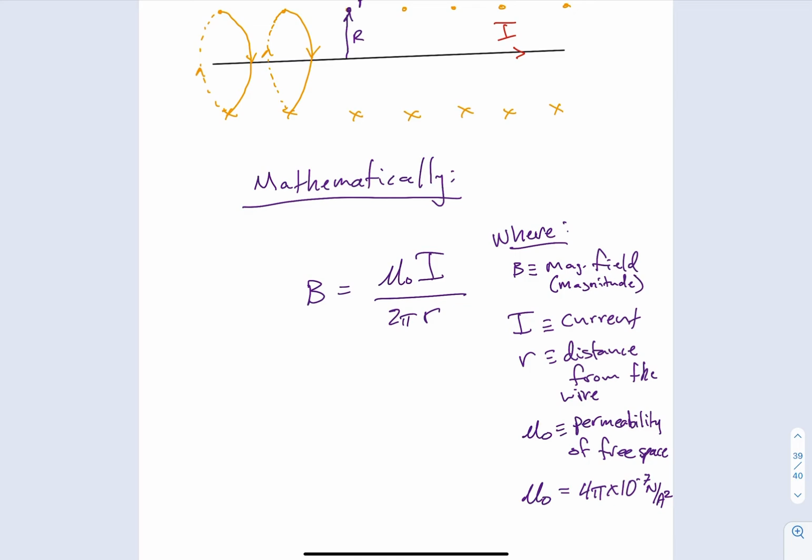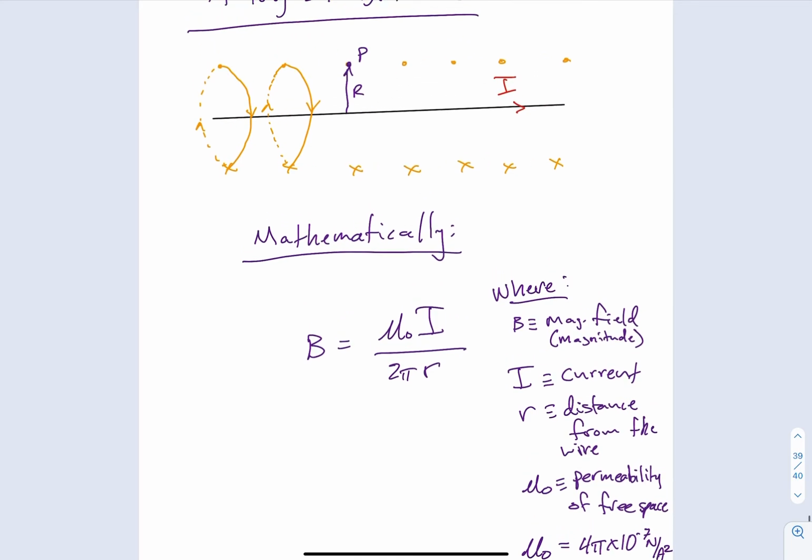The second right-hand rule is a little bit easier than the first right-hand rule. All you really do is take your right hand, point your thumb in the direction of the current, and your fingers will wrap around the wire the same way that the magnetic field does. So you can even try that in this picture to verify how that works.